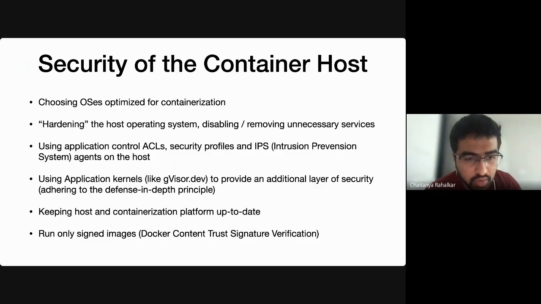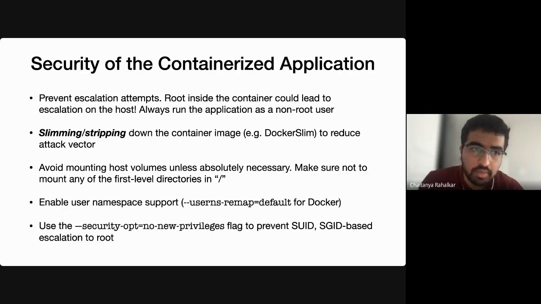And keeping your software up to date is obviously one of the most important things to do. And you need to run signed images, because unsigned images could contain malicious stuff. So, running signed images.